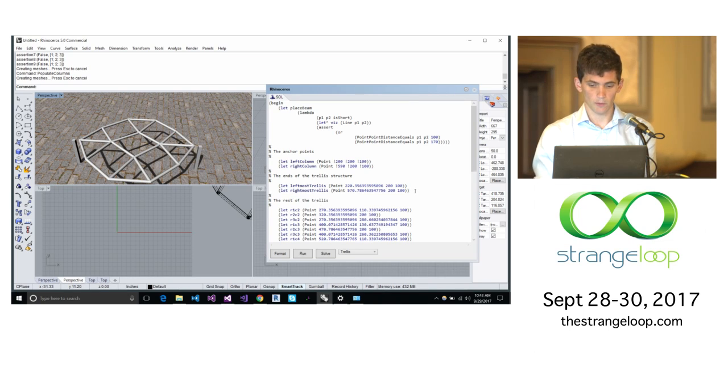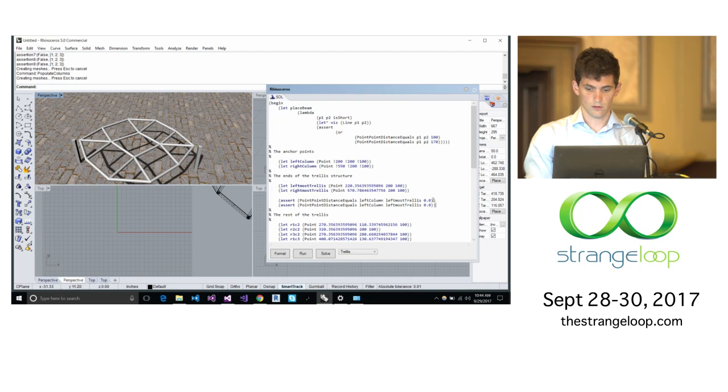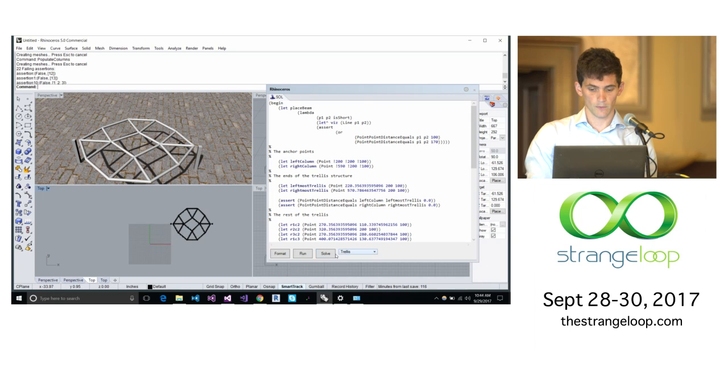So what we can do is come in here and we're going to add a few assertions. We're going to first assert that the distance between the left column, a structural support point, and the leftmost trellis point is 0.0, right? And we're going to add another constraint for the right one. Okay, and once we've added these two constraints, we're going to first run it to see whether or not some assertions are failing. Isn't that interesting? See whether or not we had any typos, which we apparently don't. And now we can take this problem and pass it off to our solver.